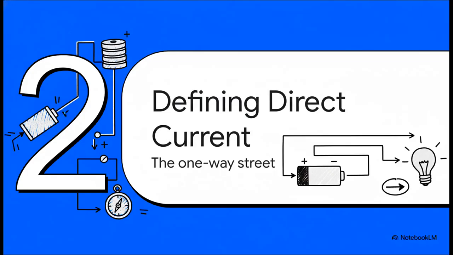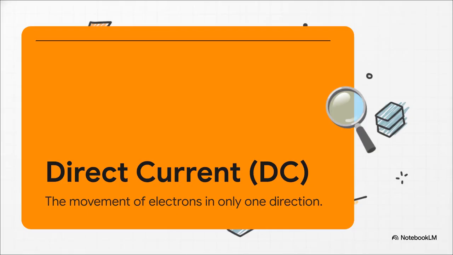All right, so now that we know what a current is, let's get a little more specific. There are a few different types, but today we're focusing on the simplest, most fundamental kind, the one that early scientists first figured out how to use: direct current, or as you probably know it, DC. The name really says it all, right? Direct current. Just think of it like a one-way street for electrons.